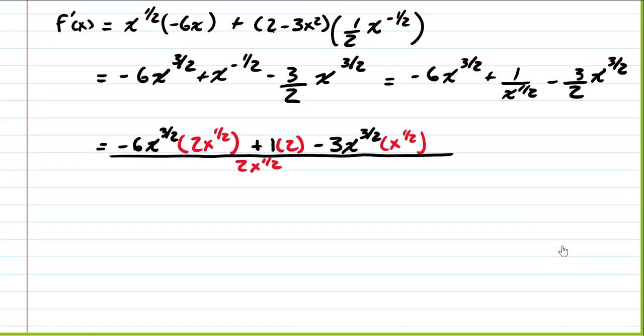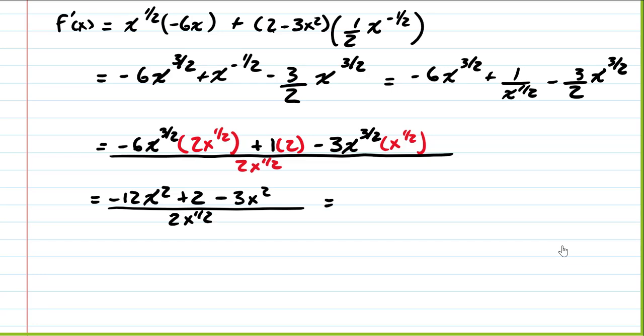So then, simplifying all of that together, we would get negative 12x squared plus 2 minus 3x squared all over 2x to the 1/2. So negative 15x squared plus 2 all over 2x to the 1/2.